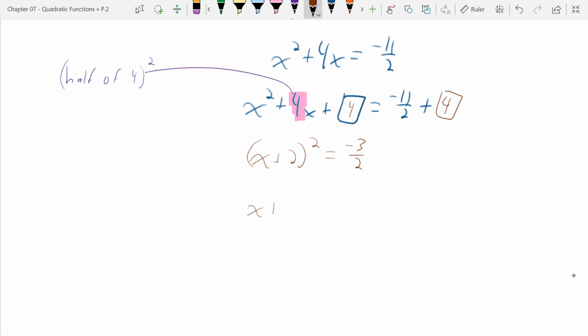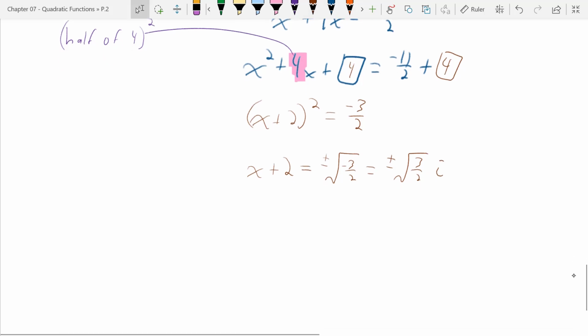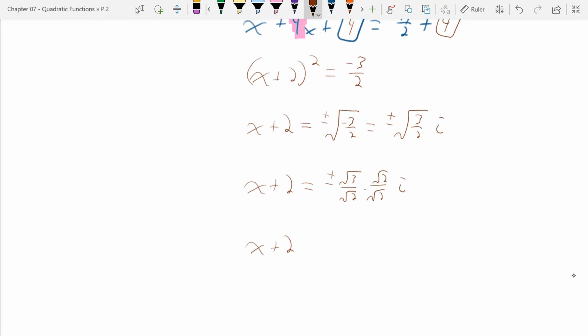We're going to take the plus or minus square root. x plus 2 is equal to plus or minus radical negative 3 halves. Now the very first thing you should do when you see that radical negative is pull out the i. So radical 3 halves i, kind of off to the right side. Now, before I subtract the 2 over, I want to rationalize. Radical 3 halves is the same as radical 3 over radical 2. So if I do radical 3 over radical 2 and I multiply it by root 2 over root 2, still have the i off to the side, that's going to give me x plus 2 is equal to plus or minus root 6 over 2, i.